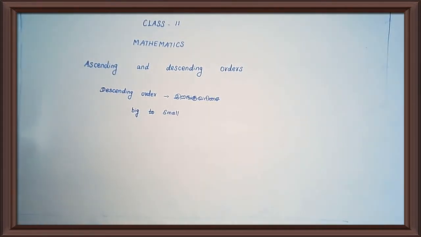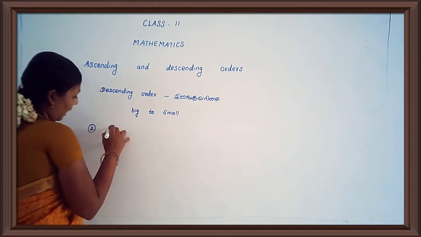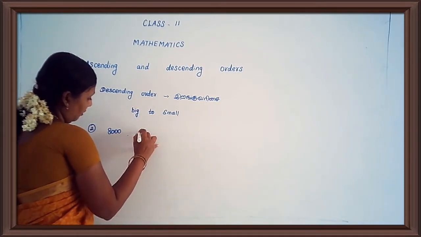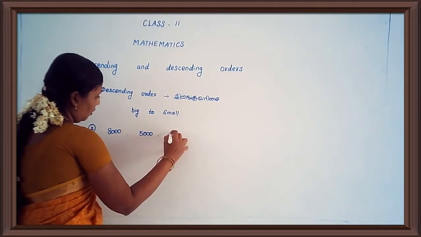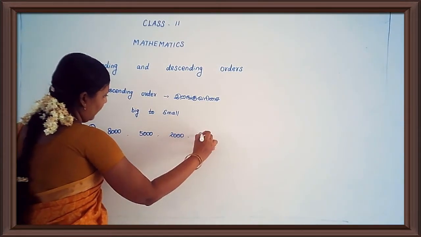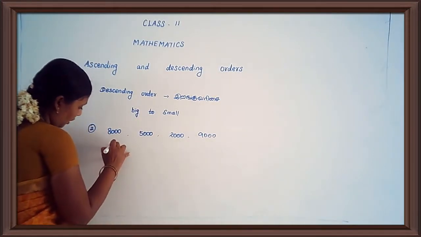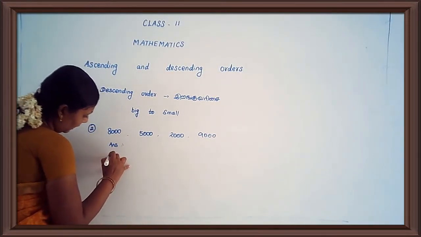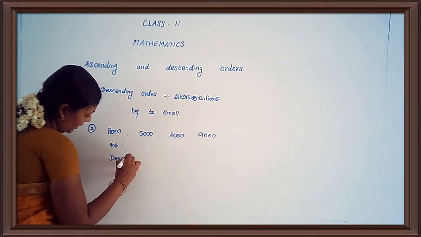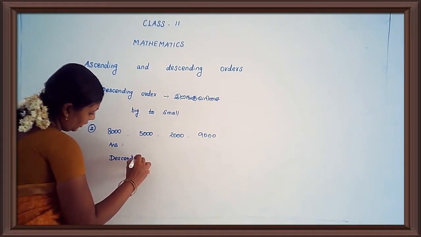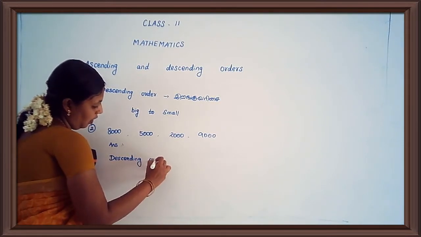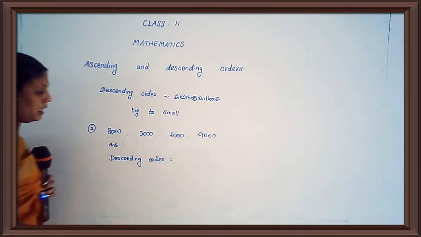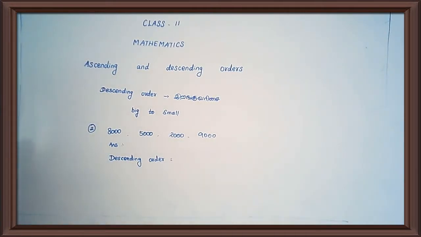Then another example. The second one, 8,000, 5,000, 2,000 and 9,000. Now you want to arrange the numbers from big number to small number. Big to small is called descending order. Descending order means we have to arrange the numbers from big number to small number. See, this is a 4 digit number. 4 digit number starts from 1000.